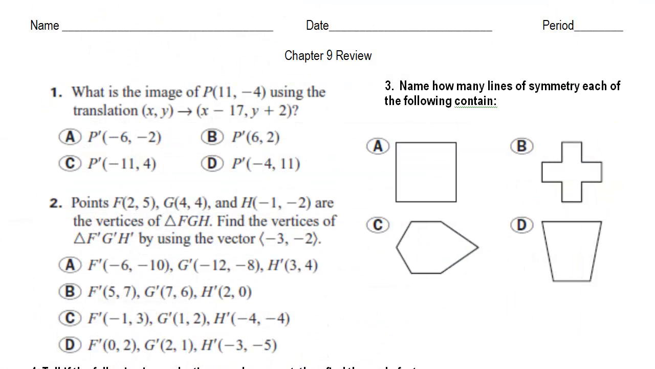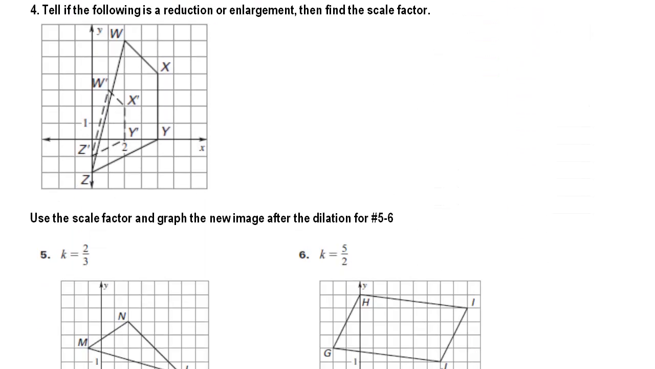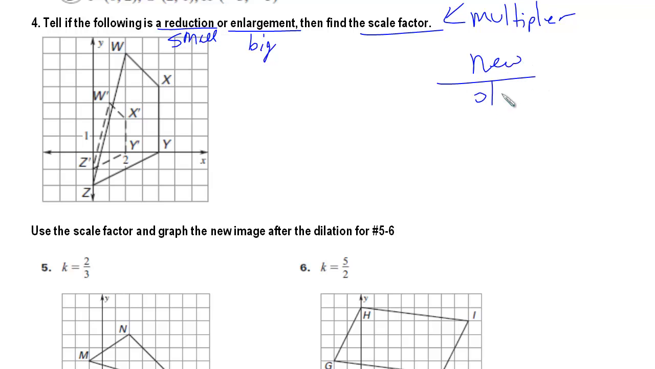Okay, so let's take a look at the next set here. Problem number 4. First, I'm asked to tell if it's a reduction or an enlargement. Remember, reduction is smaller, and enlargement is bigger. And then I need the scale factor. And the scale factor, remember, we continue to call it the multiplier. And it can be found as a ratio of the new compared to the old. You just have to pick a corresponding part.